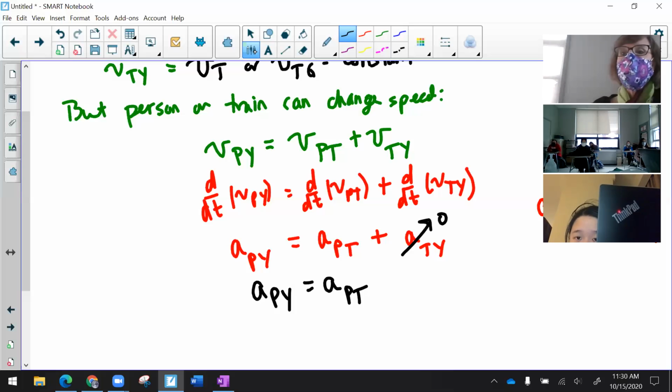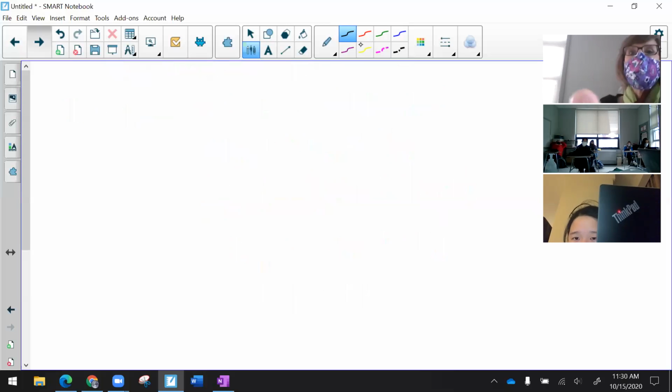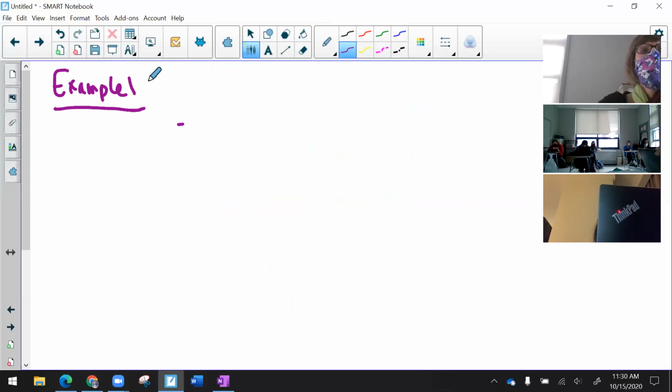So let's try that first example problem about the boat traveling upstream. Okay, so I think that's example 1. All right, if somebody would read that for us, please.